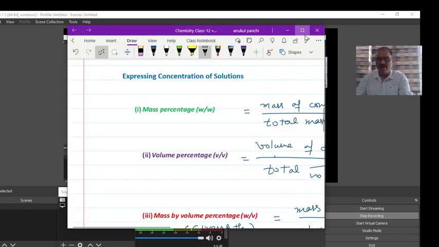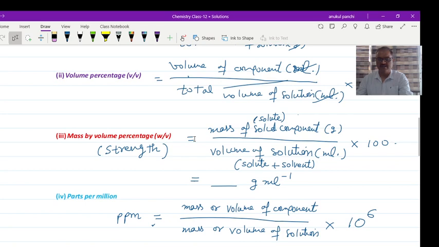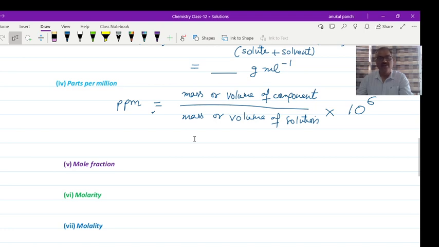Okay. Now the question arises: what is the necessity of this formula per million? Why is percent replaced by 10 to power 6? Why do we need this? The answer is we need this in the case of big solutions. When a solution is very big, then we need per million instead of percent. And what is a big solution? Like pollution in air, like pollution in a lake, in a river.